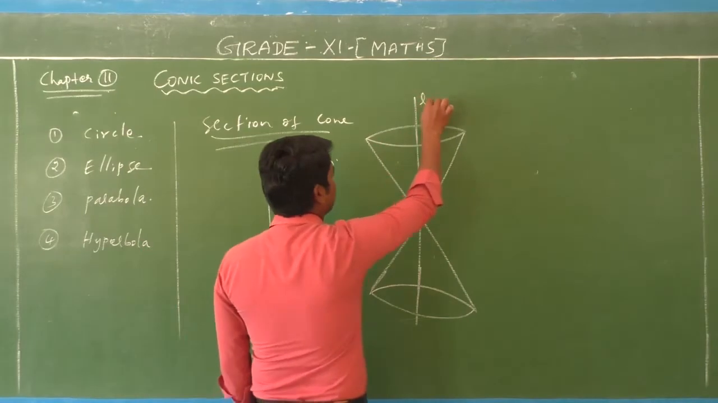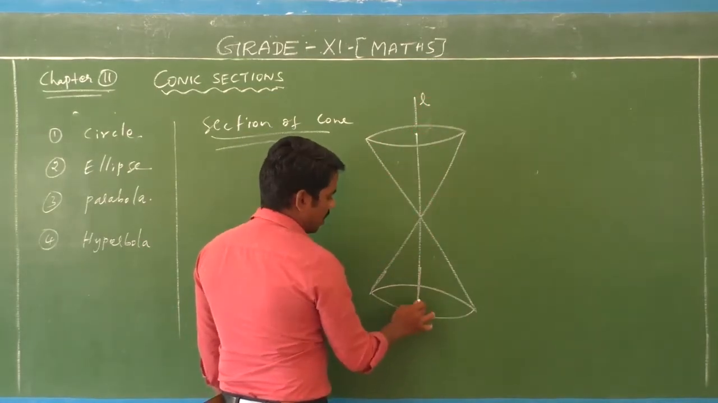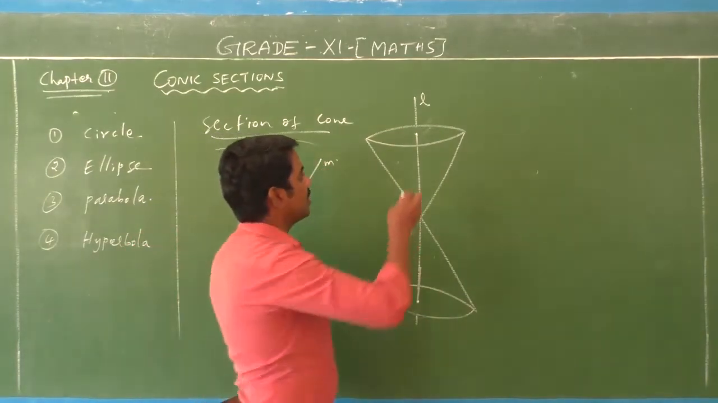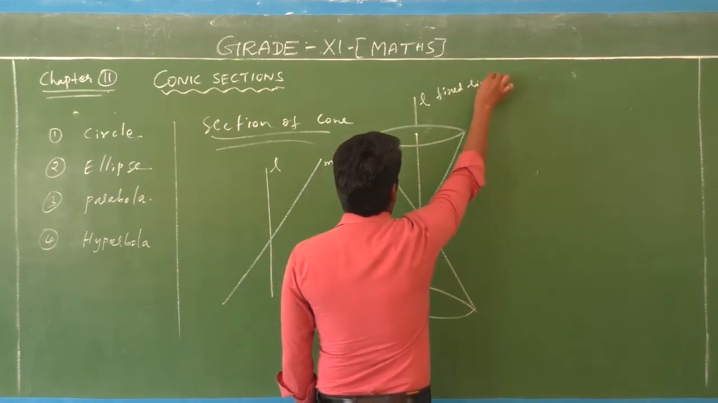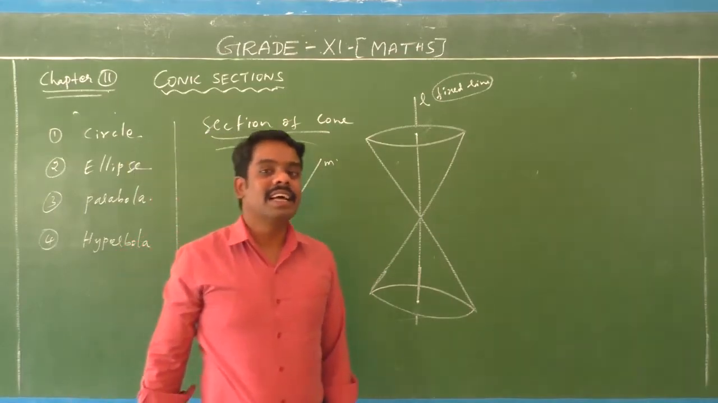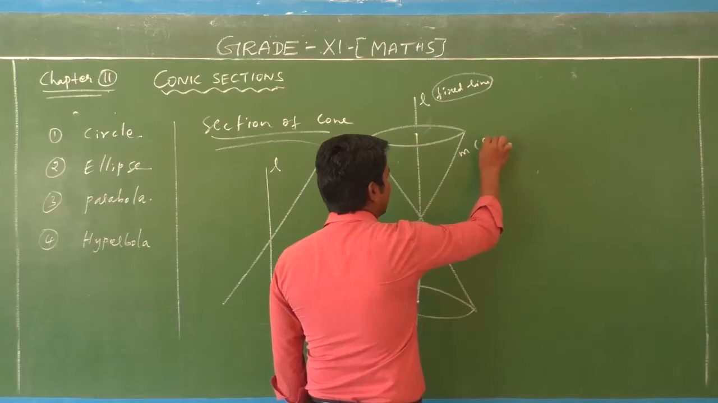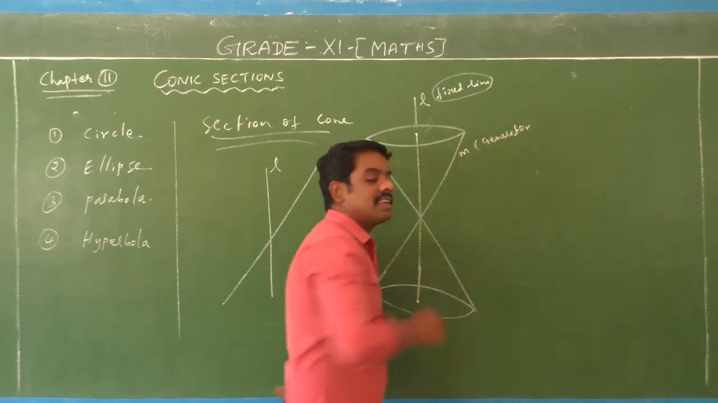Here L is a fixed line, and here M is generated. This is the fixed line. That is the axis of the right circular cone. Axis of the right circular cone. This is M. M is a generator, the generator of this right circular cone.